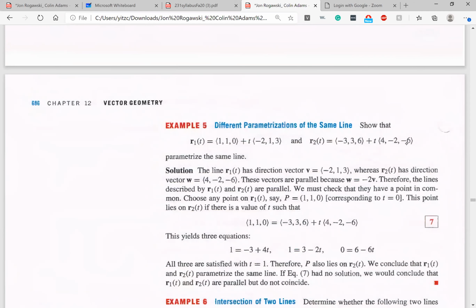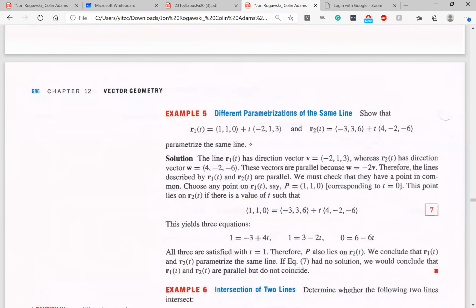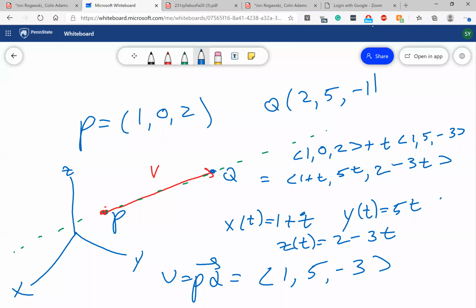And they are. If you take negative 2 times this vector, you're going to get 4, you're going to get negative 1, and you're going to get negative 6. So negative 2 and negative 6. So these vectors definitely are going in the same direction. So now the only thing that you need to show is that this point lies on this line, right? And that this point over here lies on this line. Why is that? So let's say I have two parameterizations.